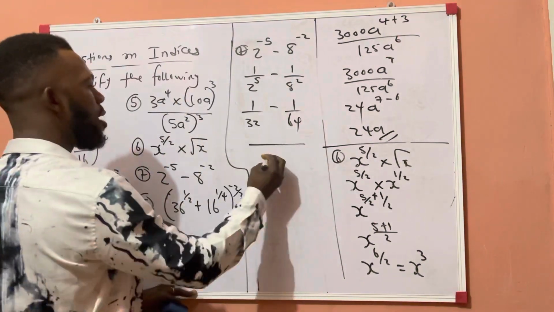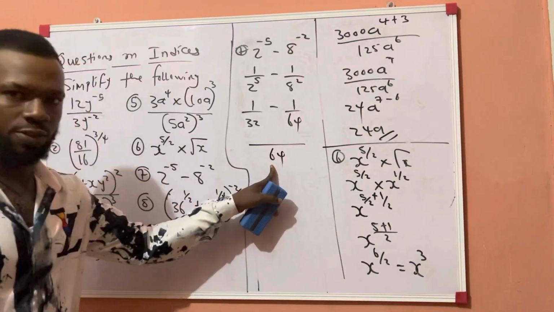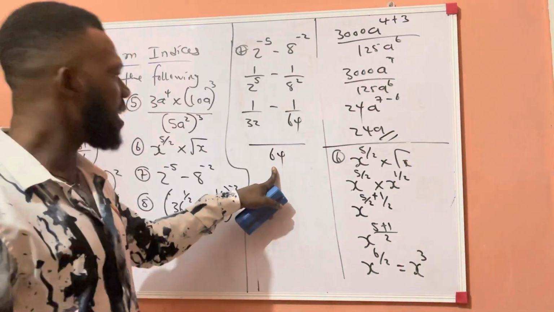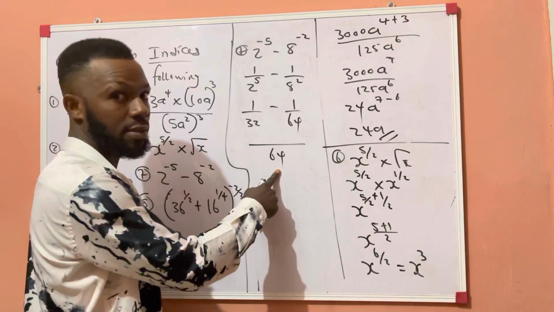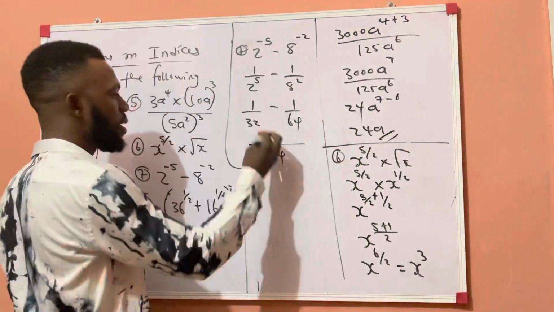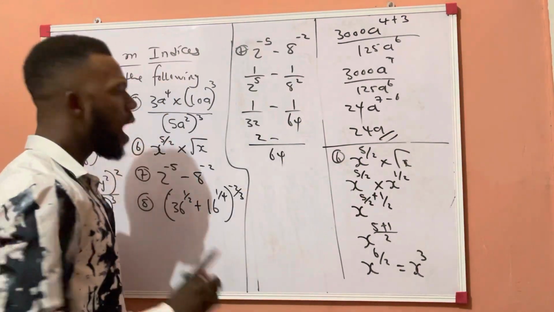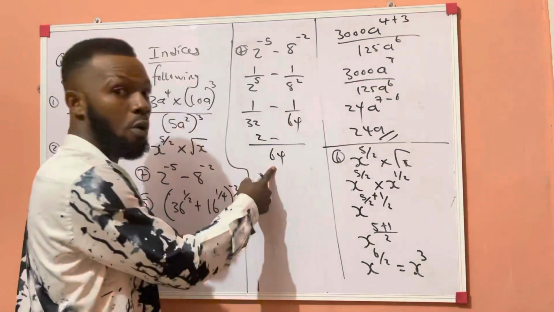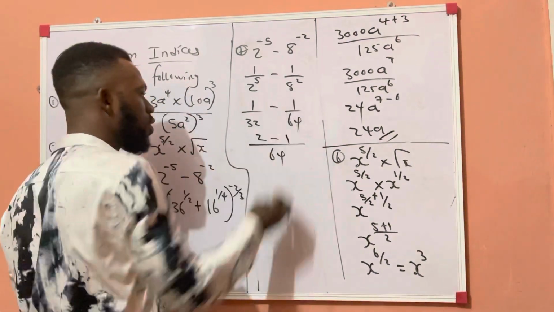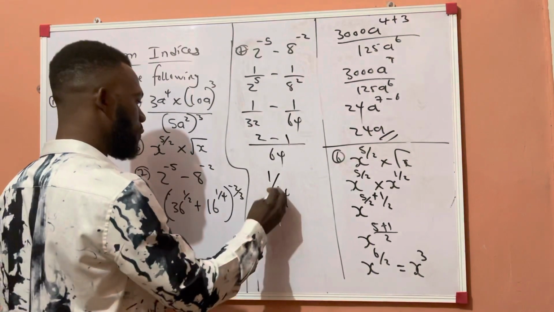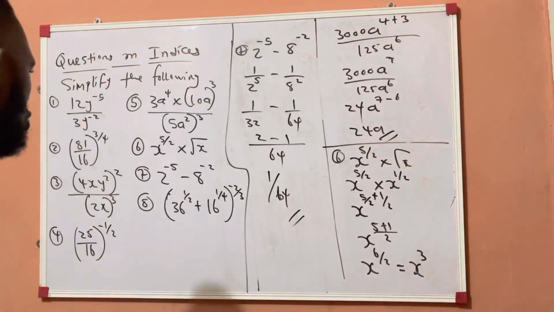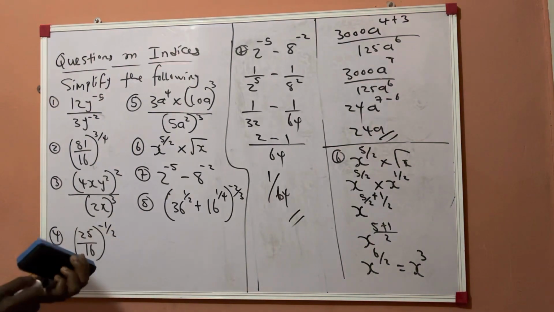Now I come here, I rule my line, and I put my LCM 64. Now let's go. How many times will 32 go into 64? 2 times. Now 2 times 1 gives us 2 minus. How many times will 64 go into 64? 1. 1 times 1 will give us 1. So what do we have? 2 minus 1 becomes 1 over 64. That is the answer to question number 7.